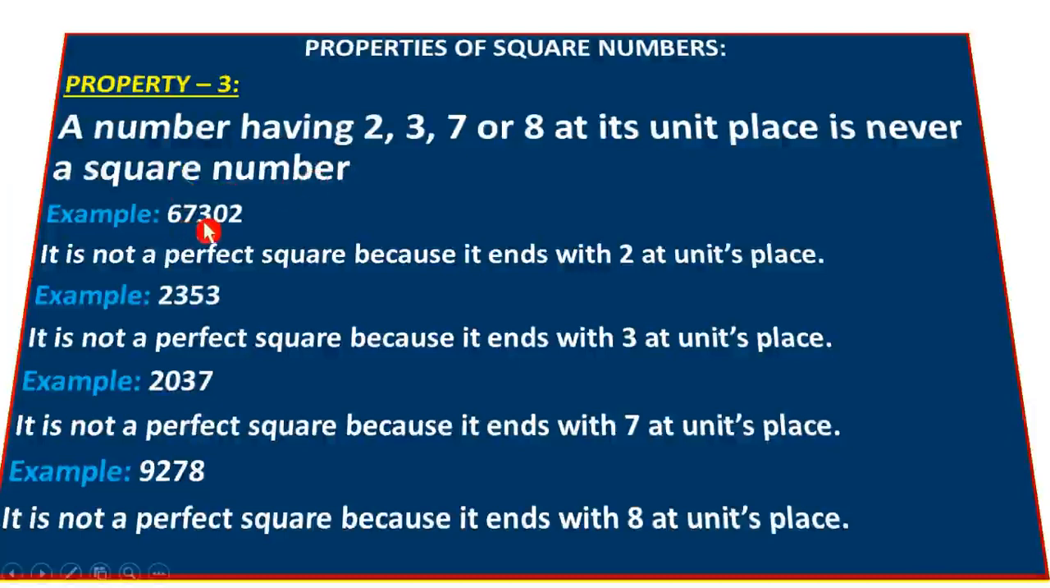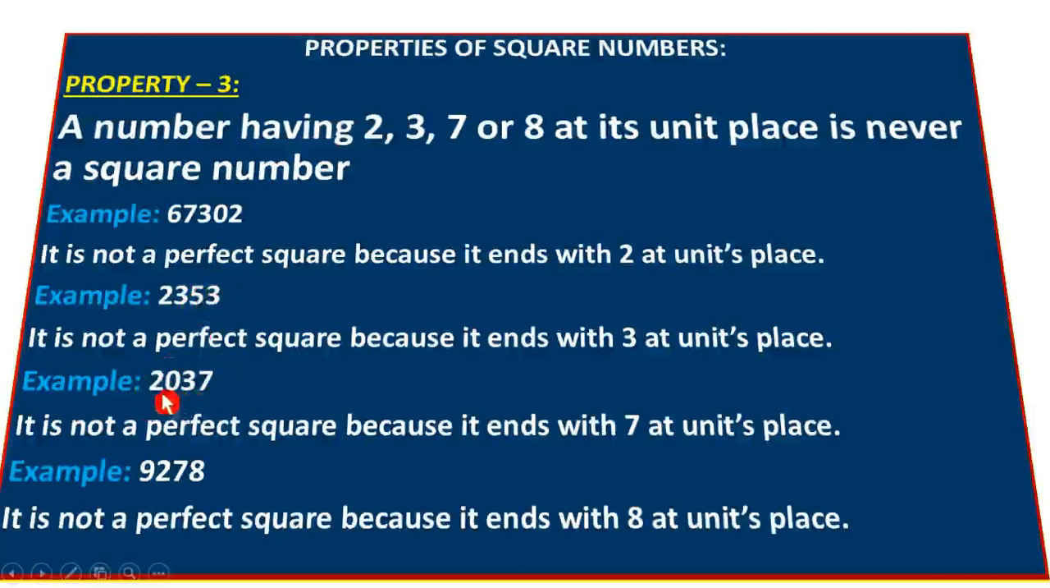Example here: 67302. It ends with 2, so it is not a perfect square number because it ends with 2 at units place. Another example: 2353. It is not a perfect square number because it ends with 3 at its units place.